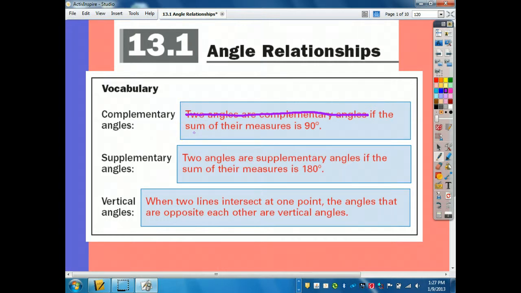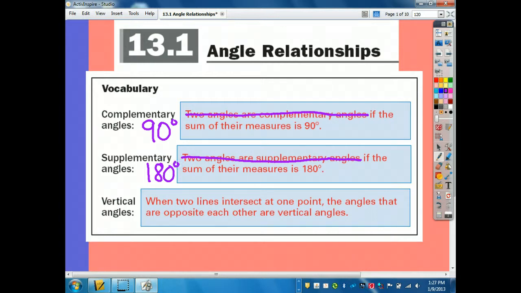of their measures is 90 degrees. Supplementary angles, plural. Two angles are supplementary angles if the sum of their measures is 180 degrees. All right, so complementary angles are 90 degrees. Supplementary angles are 180 degrees.